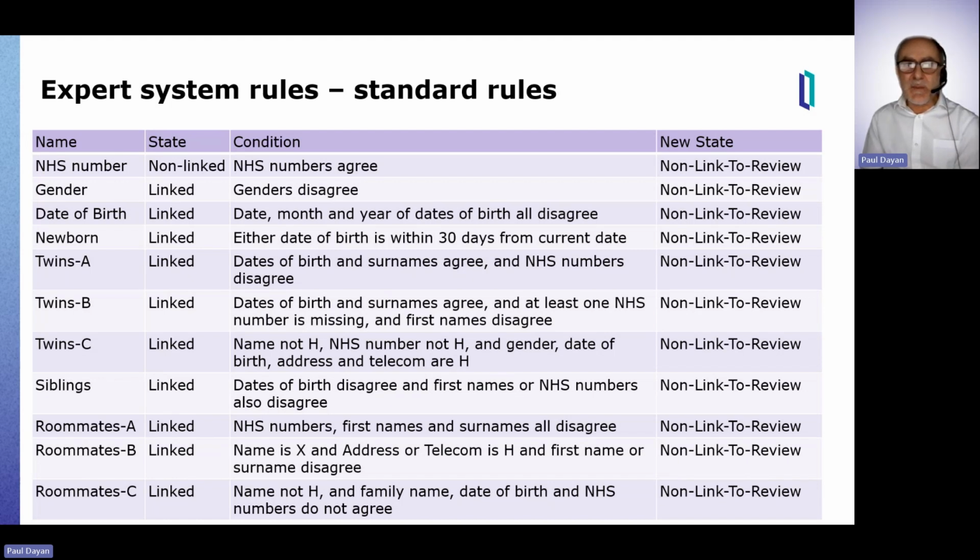And the roommates B rule is saying that if the similarity was high enough to cause a link, and it was the address or phone number that scored highly, but the names are different, then perhaps these are 2 different people living together.